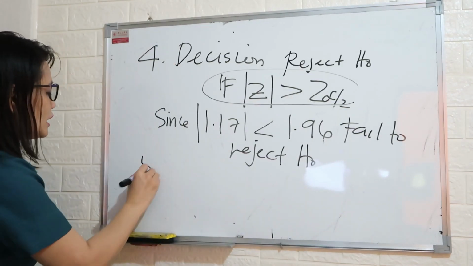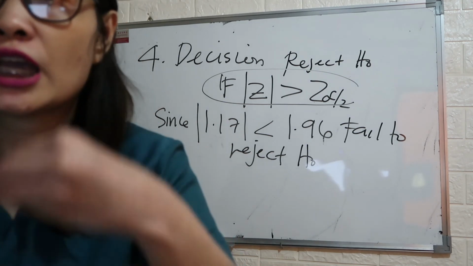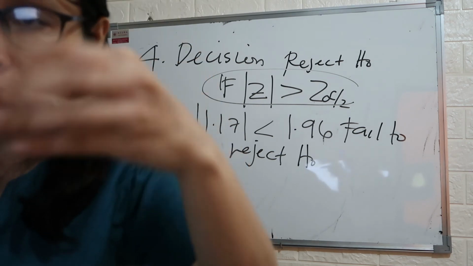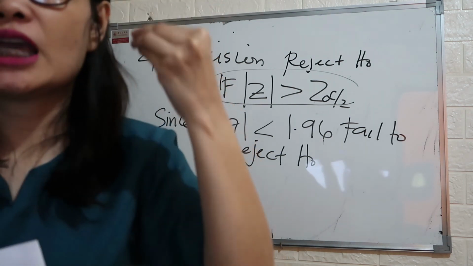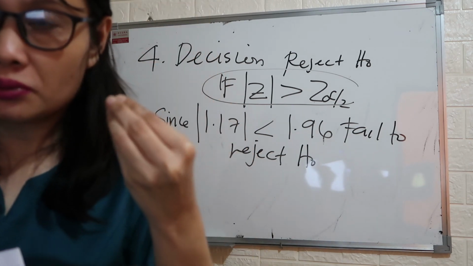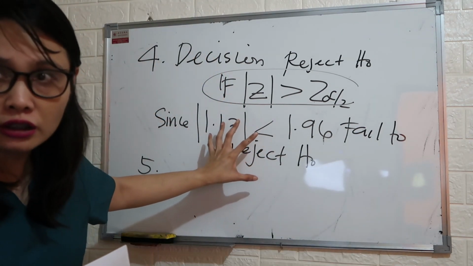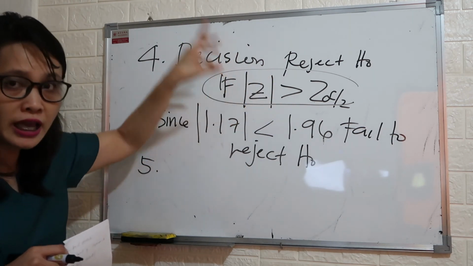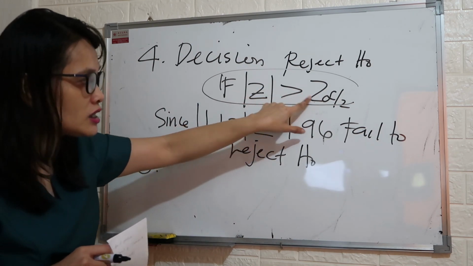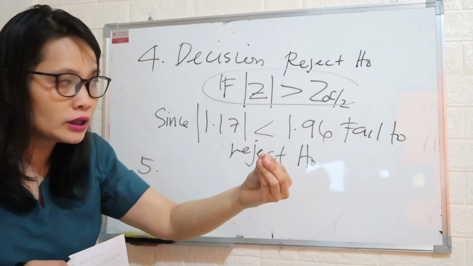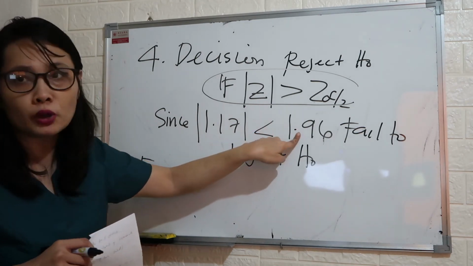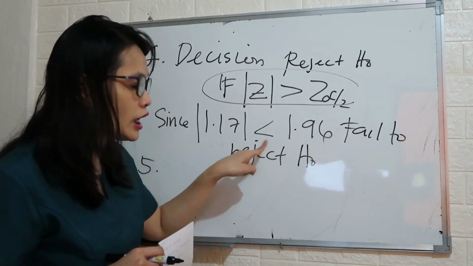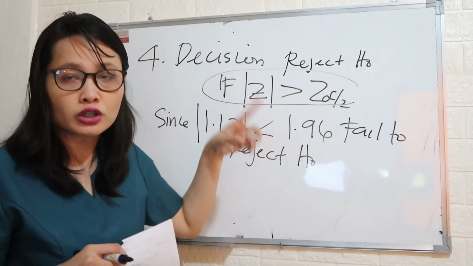What is your conclusion? Fail to reject H0. Meaning, you can only reject H0 if the absolute Z value is greater than Z alpha. But after we compute, we find out that 1.17 is less than 1.96. So it is contradicting and we cannot reject H0. Instead, fail to reject H0. So therefore, what is your conclusion?